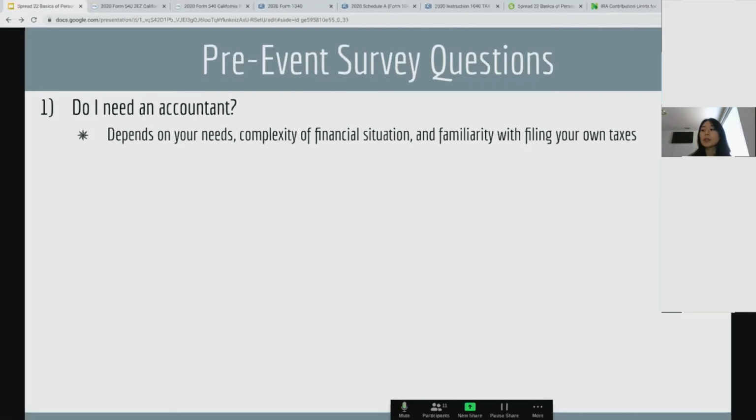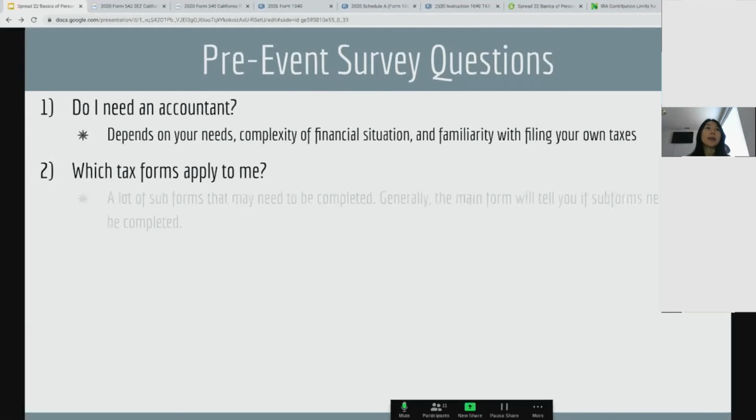And if your finances remain the same every year, and you get familiar with what your tax forms look like and what credits you take and what forms you fill out, then after that, you might not need your accountant anymore. But up until then, I would recommend it if you have complex taxes.